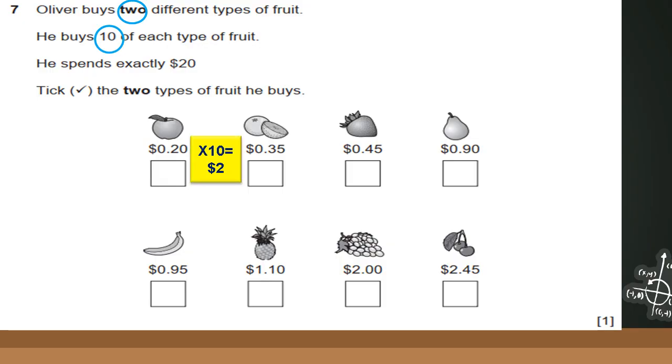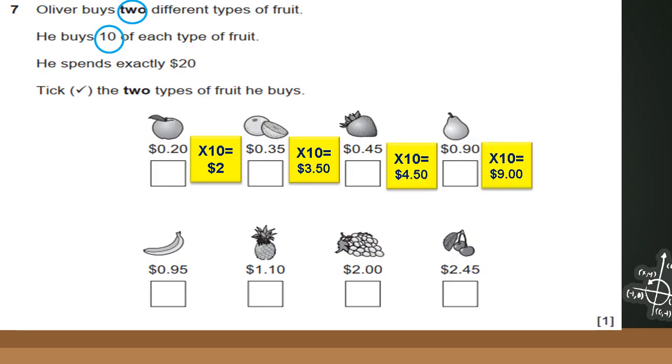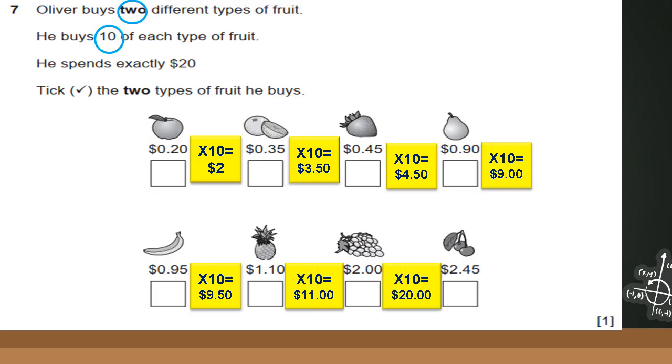0.20 times 10 will be $2. 0.35 times 10 will be 3.50, and so on. Remember, we are moving the decimal point. Times 10 means we are moving the decimal point one step to the right. 0.45 times 10 will be 4.50, then 9.00, then 10.50, and so on.